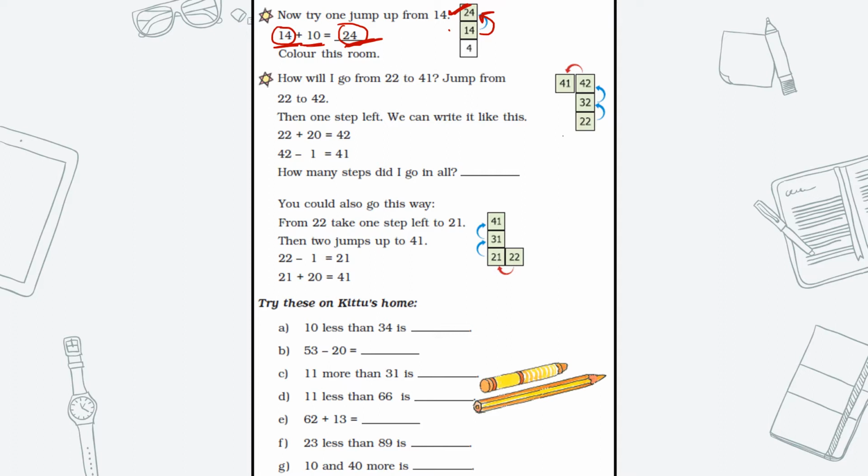So now the ant wants to go from 22 to 41. So it has two methods. The first method is the ant goes from 22 to 42 and then subtracts 1 and she reaches here. So how many steps will that be? So 1, 2 and 3.